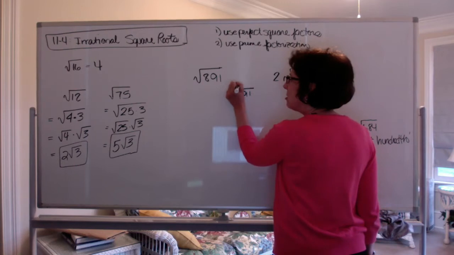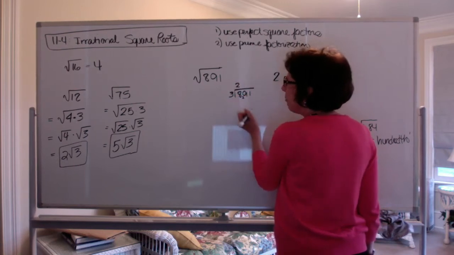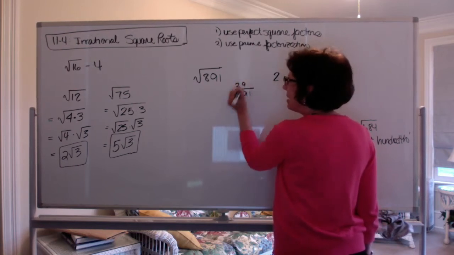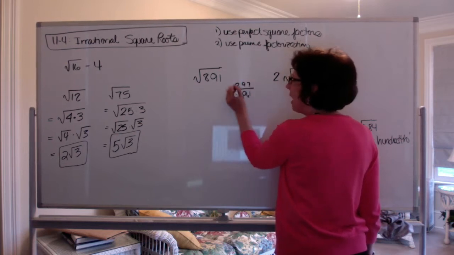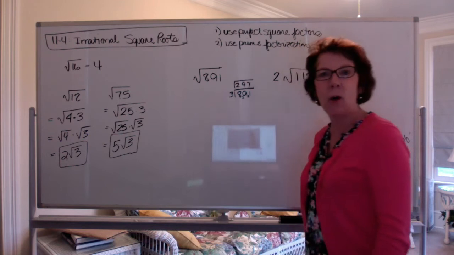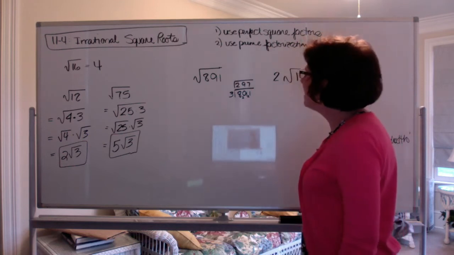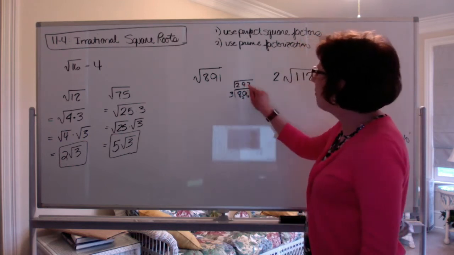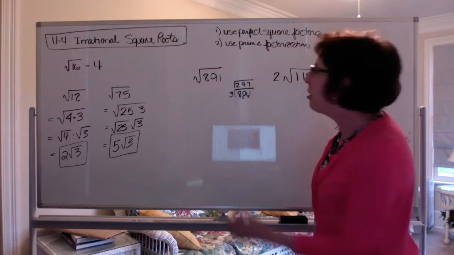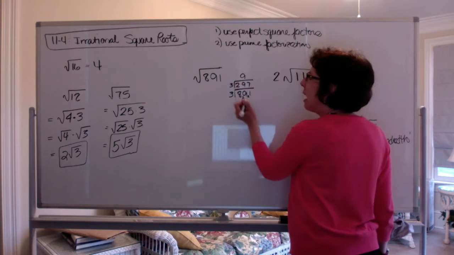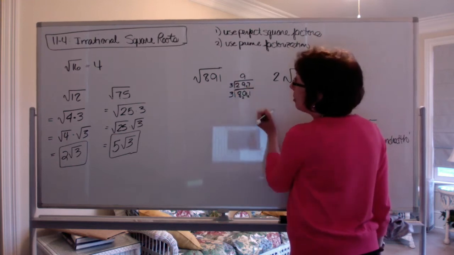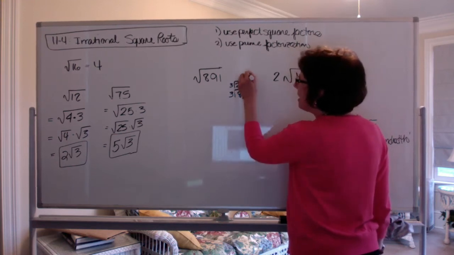3 goes into 8 2 times, with 2 left over. 3 goes into 29 9 times, with 2 left over. 3 goes into 21 7 times. And I'm going to divide again. Oh my word, these numbers. 297. Well, 9 plus 2 is 11, plus 7 is 18. 3 will go into it again. 3 goes into 29 9 times, with 2 left over. 3 goes into 27 9 times.